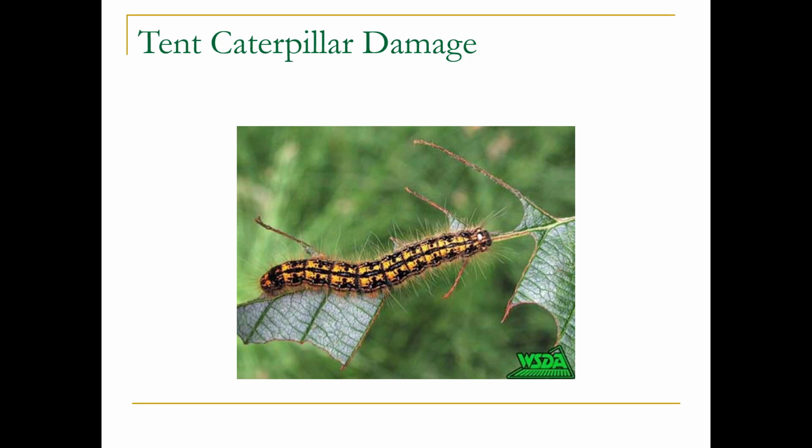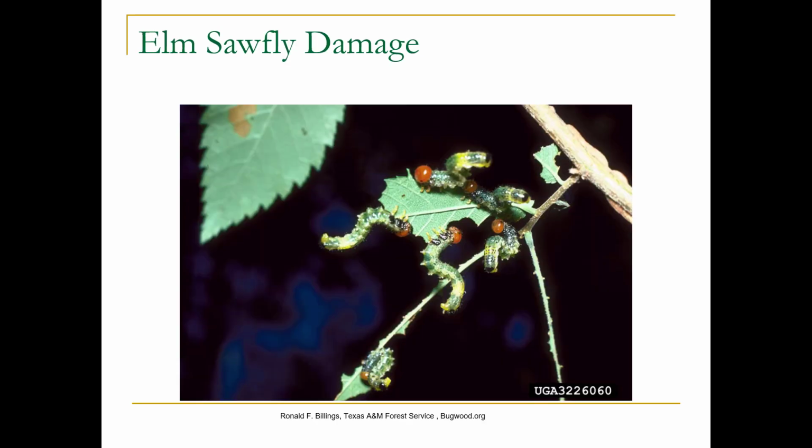Okay, here's some tent caterpillar damage, and I just want you to note the white dot in the head of this caterpillar. That's actually an egg from a tachinid fly, and that's going to parasitize this caterpillar. So it's a great natural enemy that naturally occurs in our area. Here's our elm sawfly damage. There's another sawfly that affects elms. We'll talk about that in a little bit.